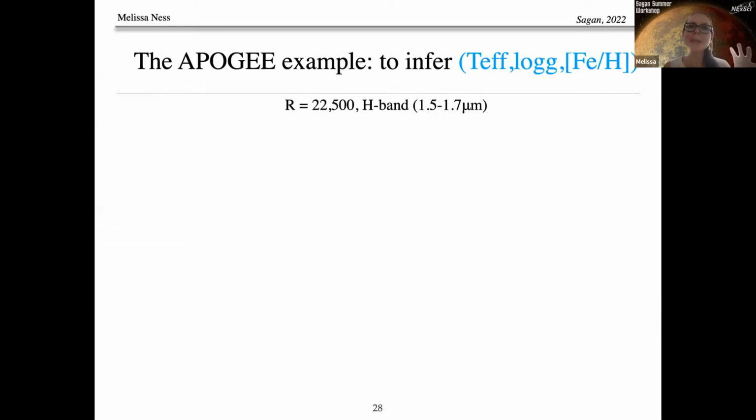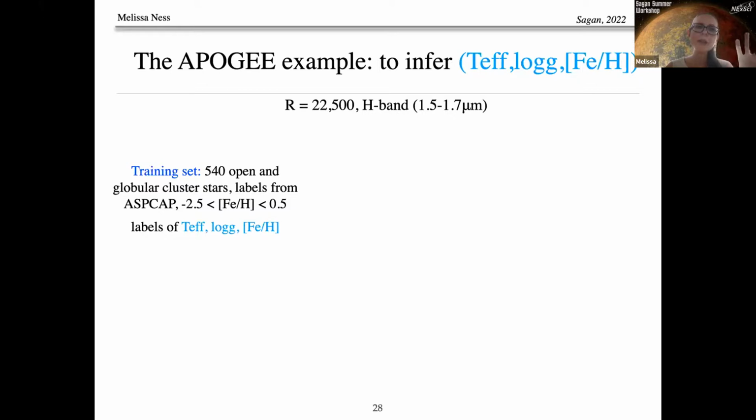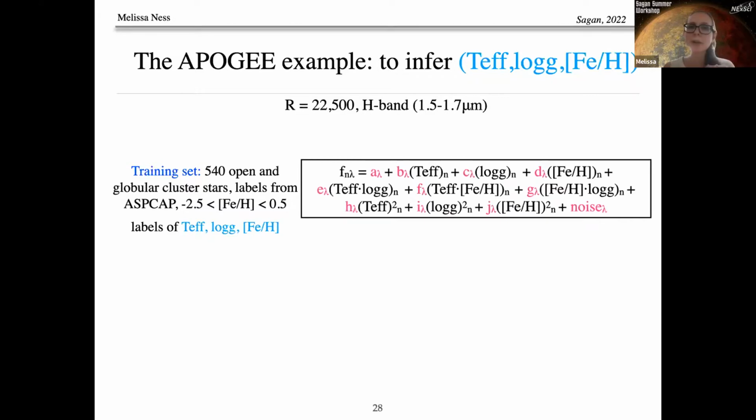I'm going to show this on the APOGEE example to infer 3 labels in the infrared. The training set is going to be only 540 open and globular cluster stars, where we have a good handle on the stellar parameters. They have a broad range of metallicity, 3 labels. This is what our model looks like. The flux of our n reference objects is equal to some coefficients that we're going to solve for at every wavelength, multiplied by the linear, cross, and squared terms of the labels that we know, because they're our training set. We know everything about them, their flux and their labels. Their labels are coming from a physics-based pipeline, ASPCAP.